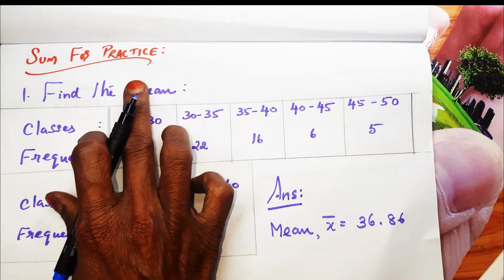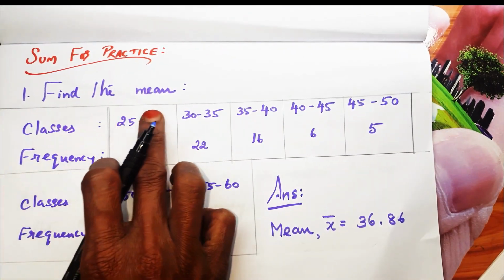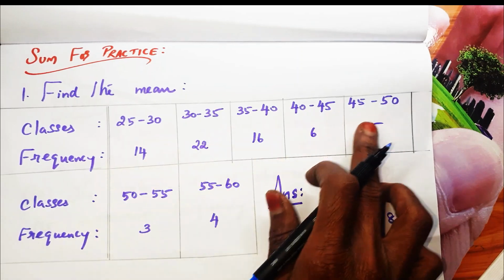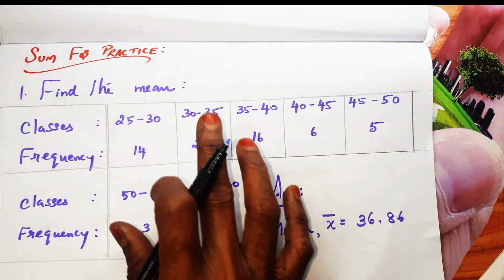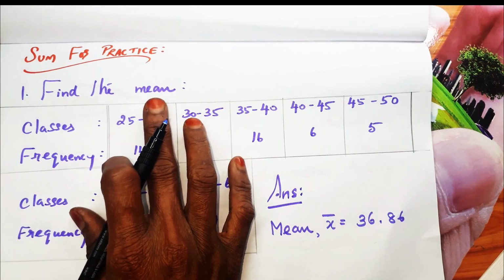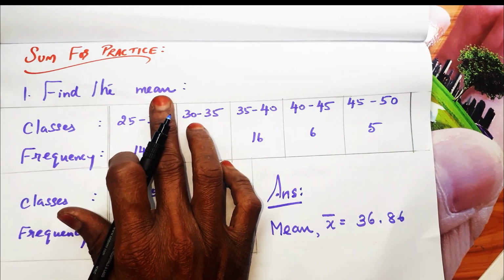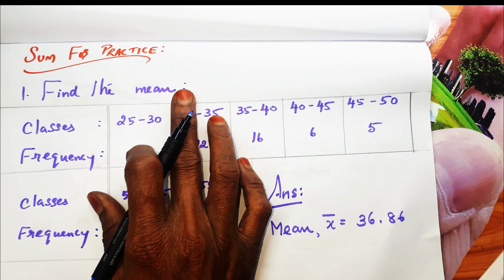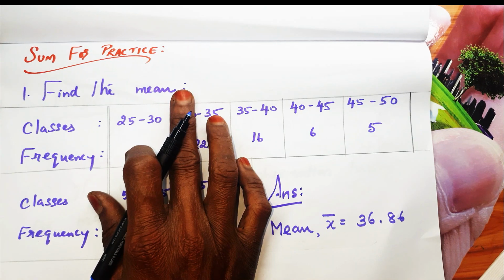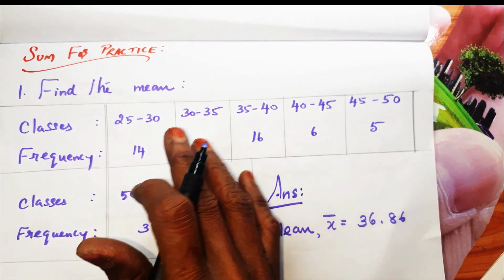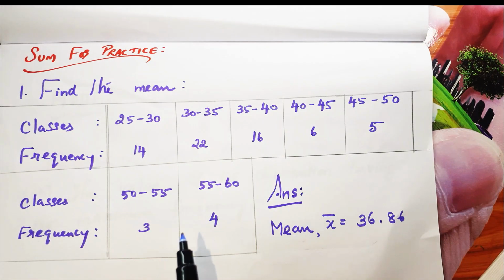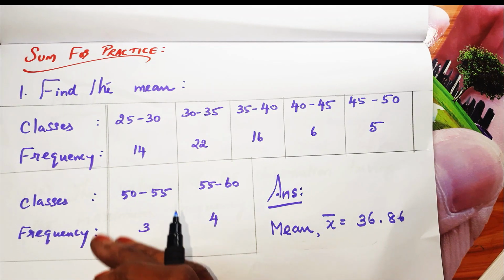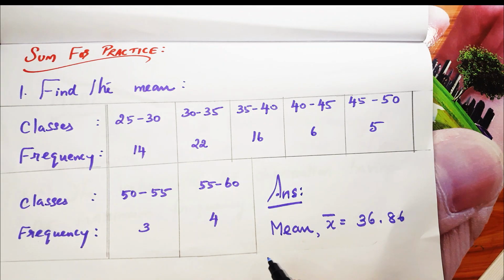This is the sum given for practice. Here we have to find the mean, and the class intervals are given and the respective frequencies are given. You people have to find the mean. Find the mean means any one method we can use. We have 3 methods now. If you use the direct method, the calculation will be so tedious. So you can either take the second method or third method and find the arithmetic mean.